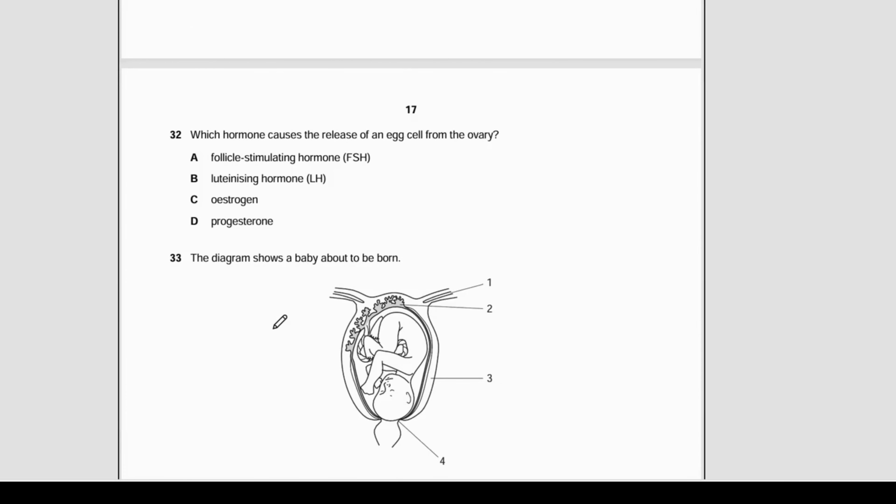32. Which hormones causes the release of egg cell from the ovary? So that would be luteinizing hormone. FSH, they produce egg. Estrogen, it helps both basically, and progesterone maintains the thickness.